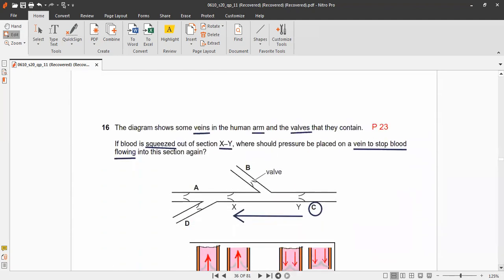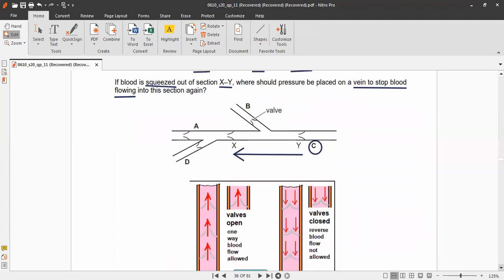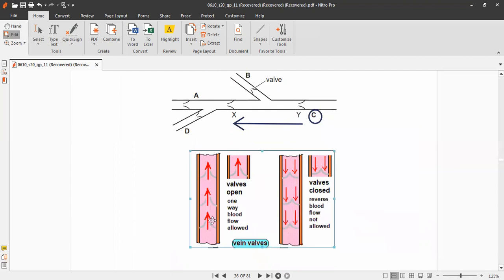The diagram shows some veins in the human arm and the valves that they contain. If blood is squeezed out of section X, Y, where should pressure be placed on a vein to stop blood flowing into this section again? Yes, the correct answer, C. Look here in this diagram. Valves open, one-way blood flow allowed. Here, valves closed, reverse blood flow not allowed. So the correct answer, C.